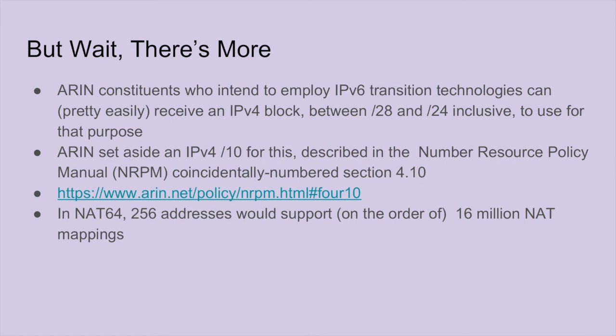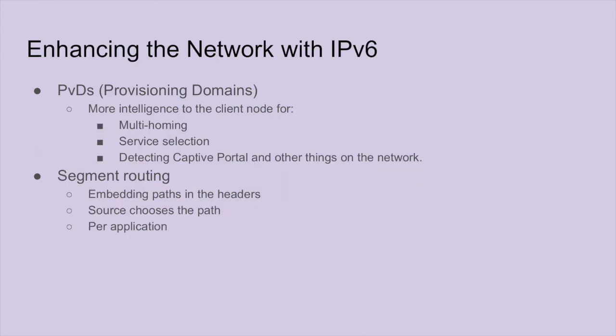All right, so in NAT64, if you had 256 addresses, or 254, it would support on the order of 16 million NAT mappings. So this is Jeffrey's slide. And then last but not least, like we showed earlier with the video, you can do cool things like segment routing.